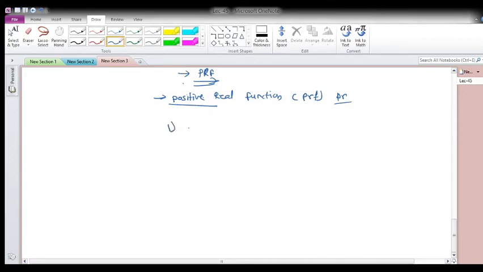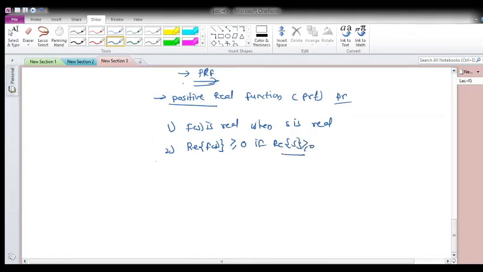One is that f of s is real when s is real. Okay, this is the first condition, and the second condition is that the real part of f of s has to be greater than or equal to 0 if the real part of s is greater than or equal to 0. Okay, so what does it mean? Basically the real part of f of s is greater than or equal to 0 when the real part of s is greater than or equal to 0. Also, f of s has to be rational.